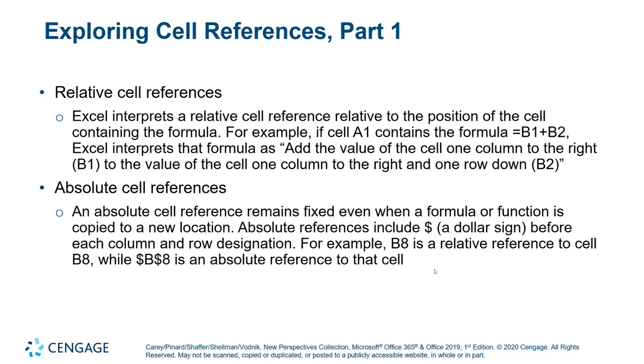Absolute cell references. An absolute cell reference remains fixed even when the formula or a function is copied to a new location. Absolute references include a $ sign before each column or row designation. For example, B8 is a relative reference to the cell B8, while $B$8 is an absolute reference to that cell.